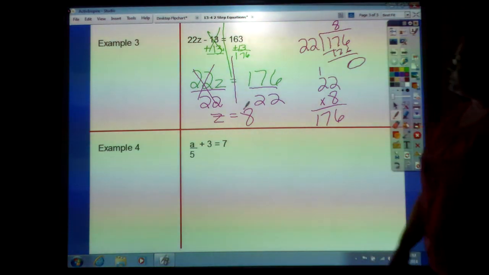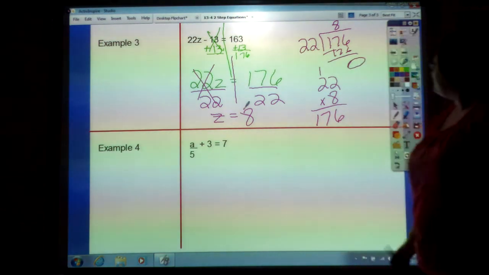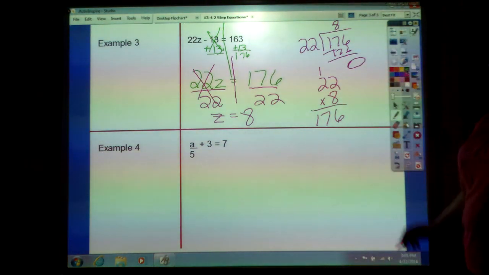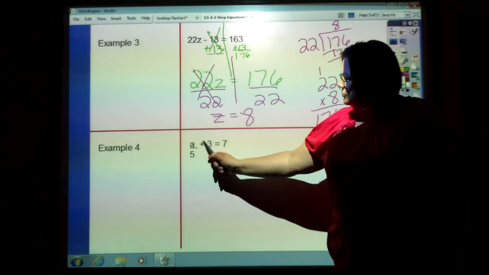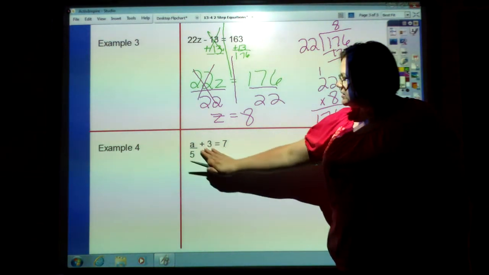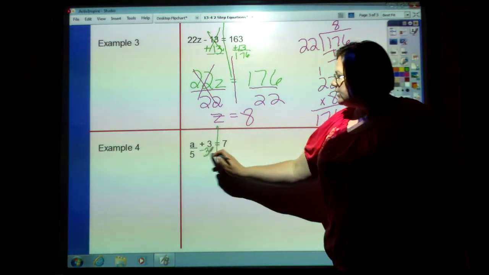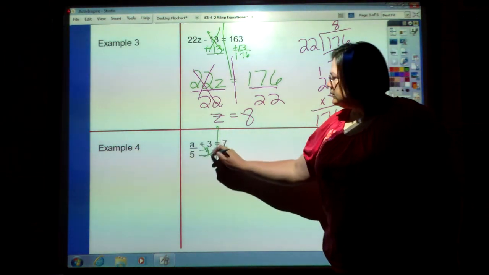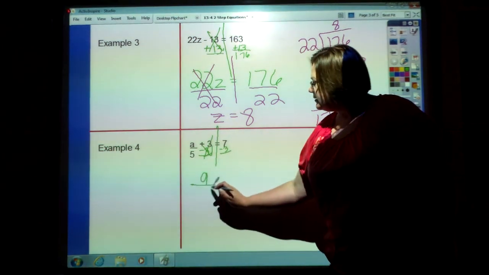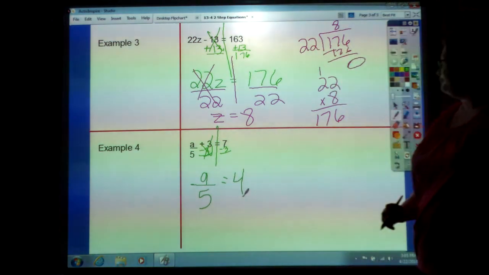Our last example that we're going to do is a divided by 5 plus 3 equals 7. So our first number we want to get rid of is that plus 3. So we have a divided by 5 that are kind of together. This is just sitting out here to the side. We want to get rid of that first. So we subtract 3. You're left with a divided by 5 equals 4.